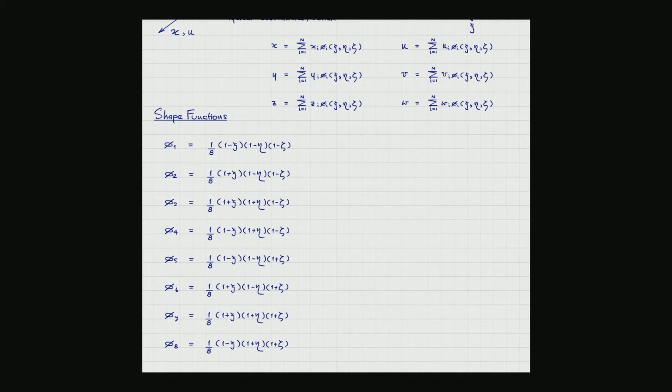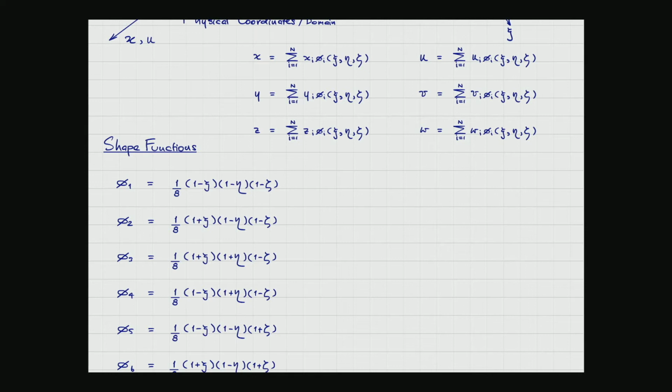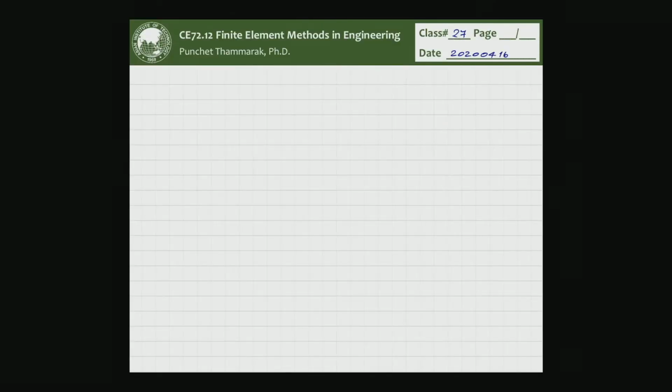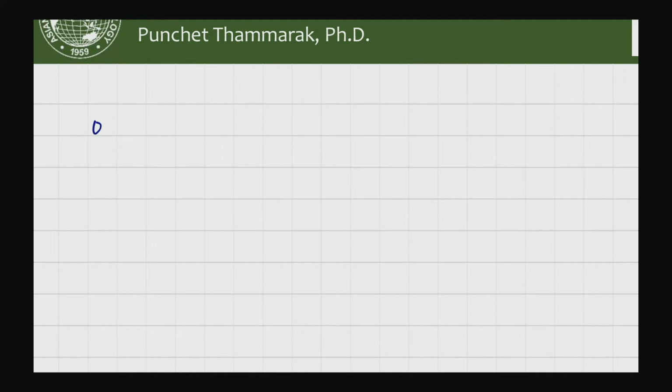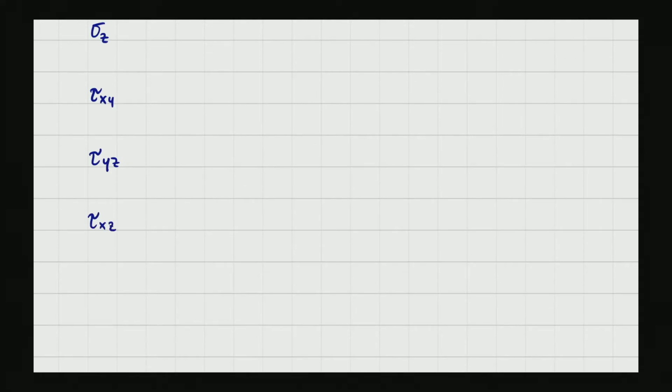Now, you're going to need to know the derivative of these shape functions, because you are going to deal with strain displacement relationships. I'm going to come back to these derivatives in a bit after we talk about strain displacement relationships. First of all, I just want to remind you that the relationships that constitute the 3D elasticity are the relationships between stress, sigma in all three components, and tau xy, tau yz, and tau xz.